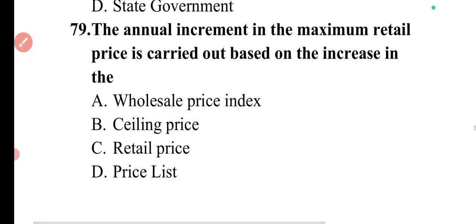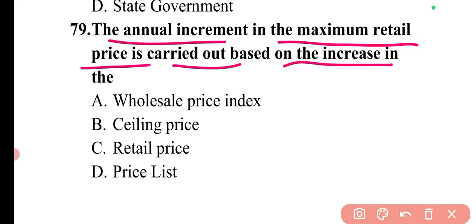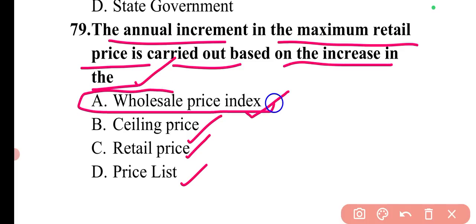Next question is, the annual increment in the maximum retail price is carried out based on the increase in the, options are wholesale price index, ceiling price, retail price, or price list. The correct answer is option number A, wholesale price index.